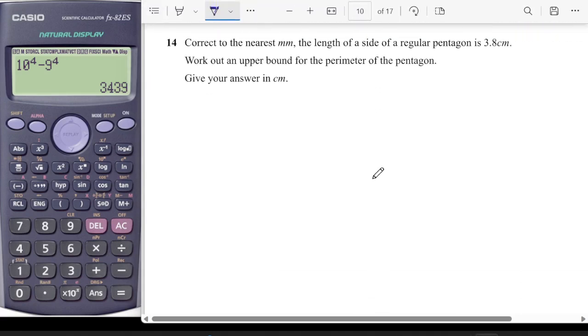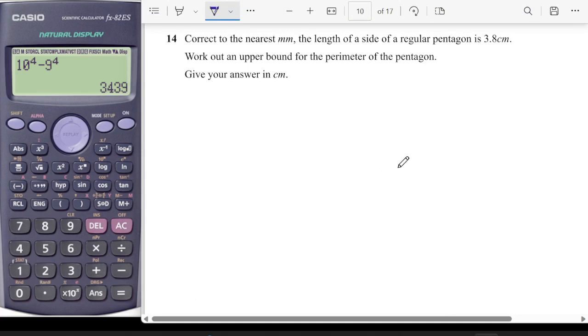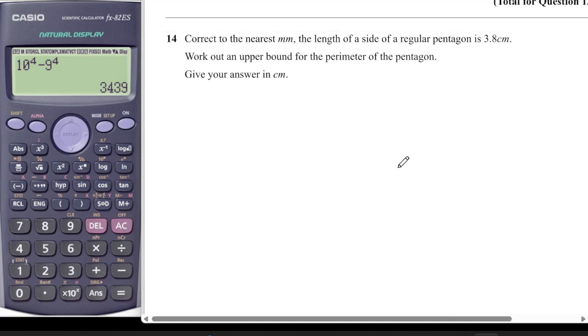Okay, question 14. Correct to the nearest millimetre, the length of the side of a regular pentagon is 3.8 centimetres. Work out the upper bound for the perimeter of the pentagon, giving your answer in centimetres. So the length of the side is 3.8, that would be 38 millimetres, so it's been rounded to that as opposed to 3.7 or 3.9.